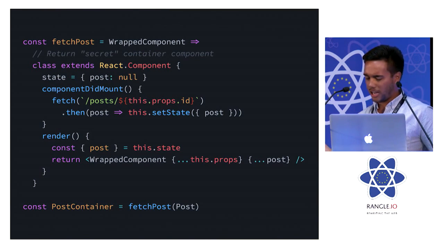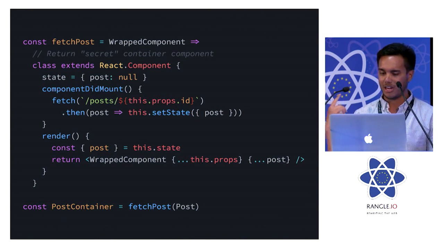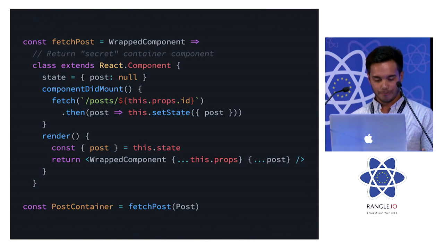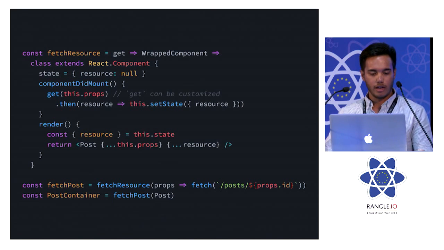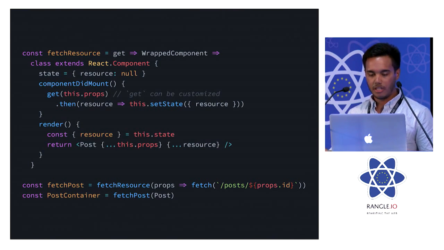Now, this is kind of a weird one because it's not really clear why this HOC is any better than the other container component. It's coupled to the wrapped component, and so it's not really reusable. What's the point of wrapping it in this extra function? And yeah, in this case, there really isn't much of a point. But if we add a parameter to our higher order component that controls the fetching behavior, now this is more reusable, and now fetch resource rather than fetch post can be used for any kind of resource, not just post.